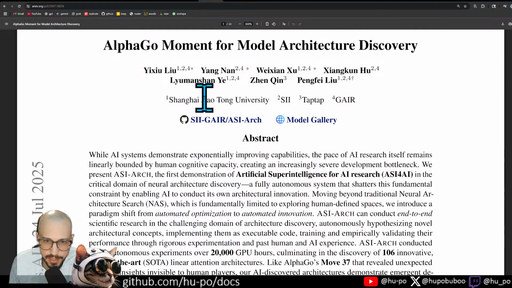Oh, this was a random paper that I just threw in here. I saw it this morning, so I haven't even scrolled through it, but I thought it might be interesting. While AI systems demonstrate exponentially improving capabilities, the pace of AI research itself remains linearly bounded by human cognitive capacity, creating an increasingly severe development bottleneck.